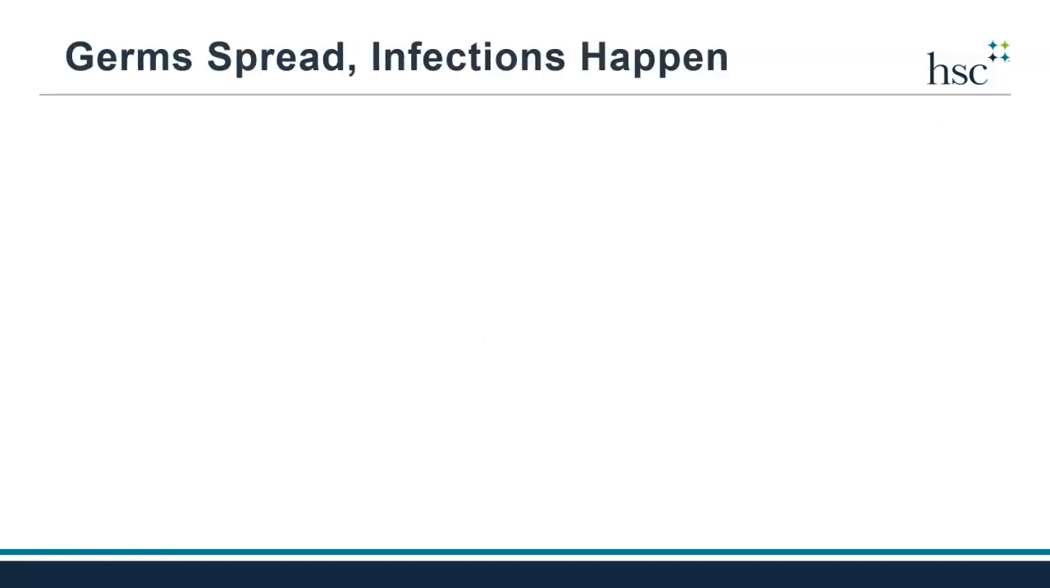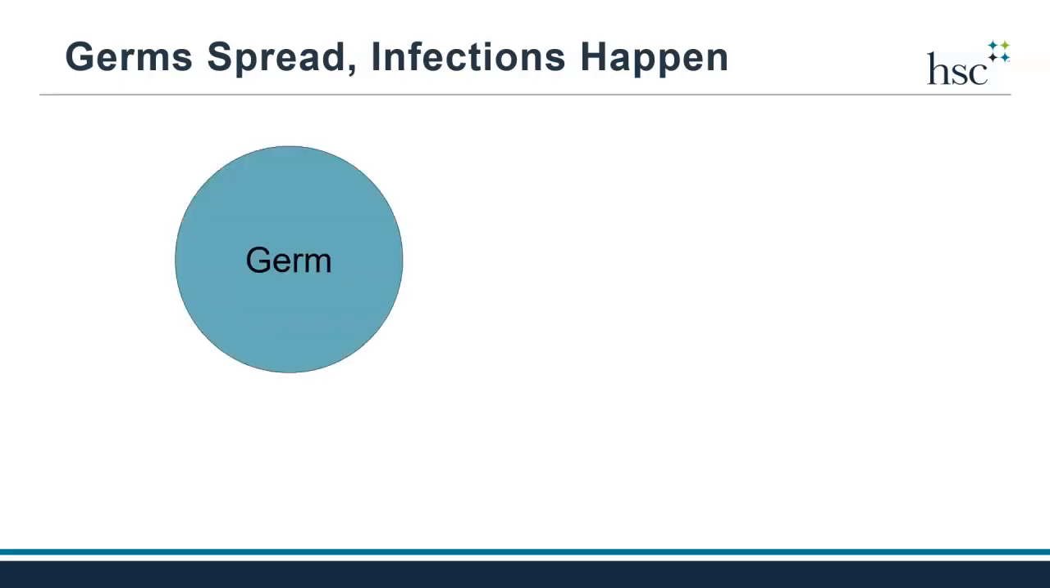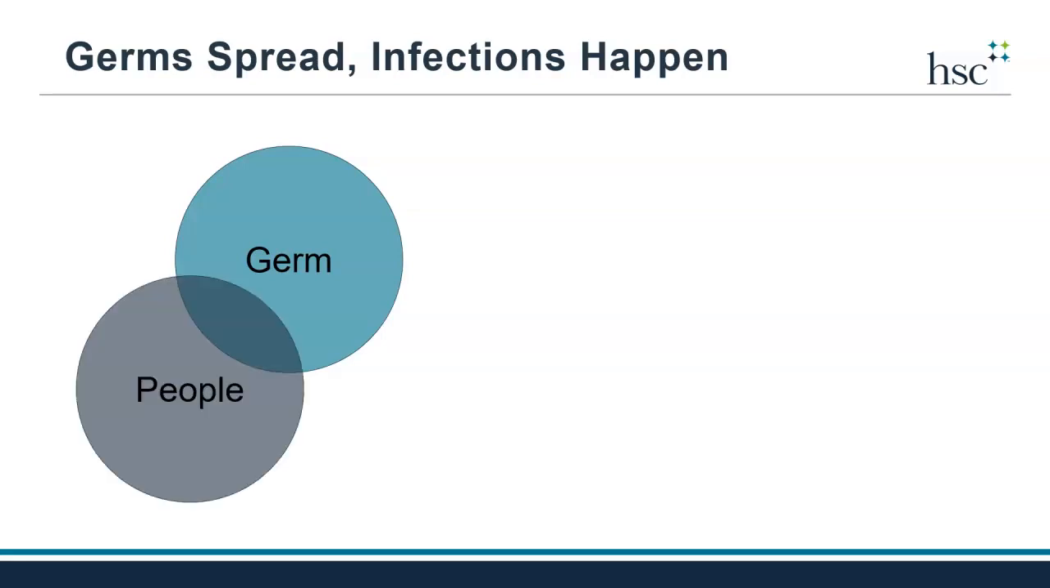In order for germs to spread and possibly cause infections in nursing home residents, you need three things to come together. The germ, of course. This includes bad germs, but also good germs. People, including those who are infected with the germ and those who can get infected. And lastly, the place or environment where germs and people live and come into contact.